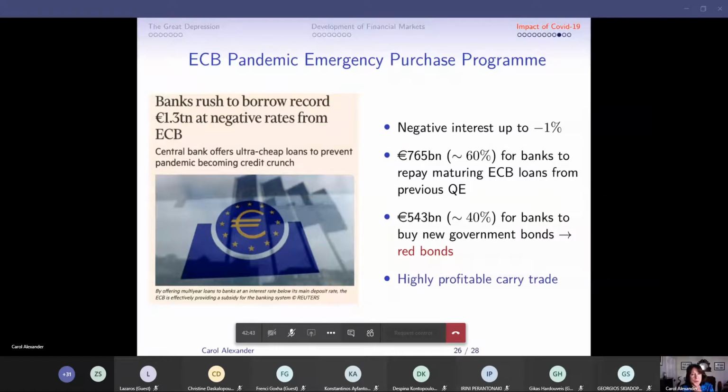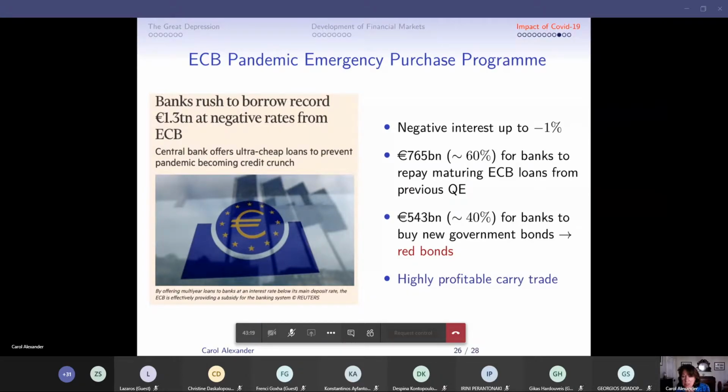What's happening in Europe? Well, we have the Pandemic Emergency Purchase Programme. So a few weeks ago, the ECB offered 1.3 trillion at negative rates, up to -1%. Now, of that, about 60% is going to the commercial banks that have to repay maturing ECB loans from previous rounds of quantitative easing, but that still leaves 40% of that, around 543 billion euros, and that is for banks to buy new government bonds. We'll call these red bonds for now.